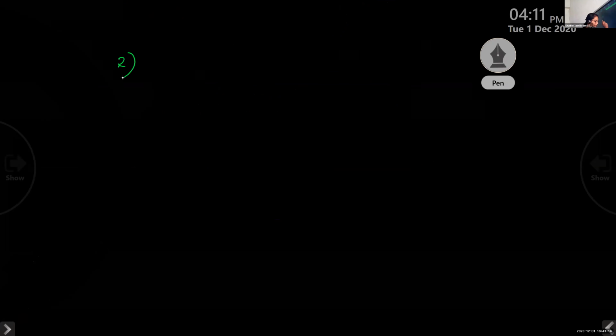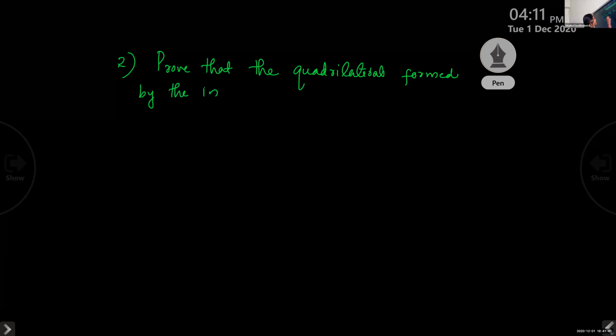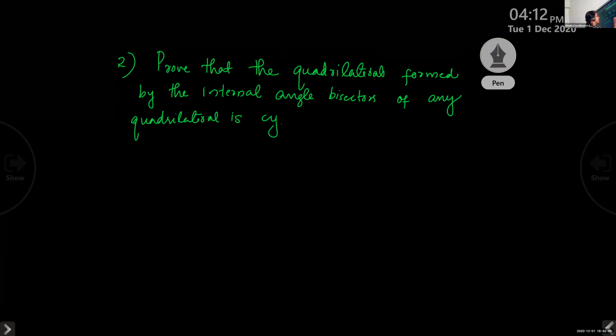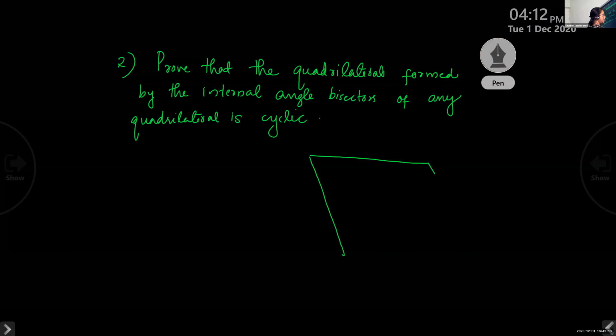So next one is a long one, but it is very easy. Sometimes you won't get enough time for finishing it, but you write it. It is the second question. Prove that the quadrilateral formed by the internal angle bisectors of any quadrilateral is cyclic. There is a related figure, children.